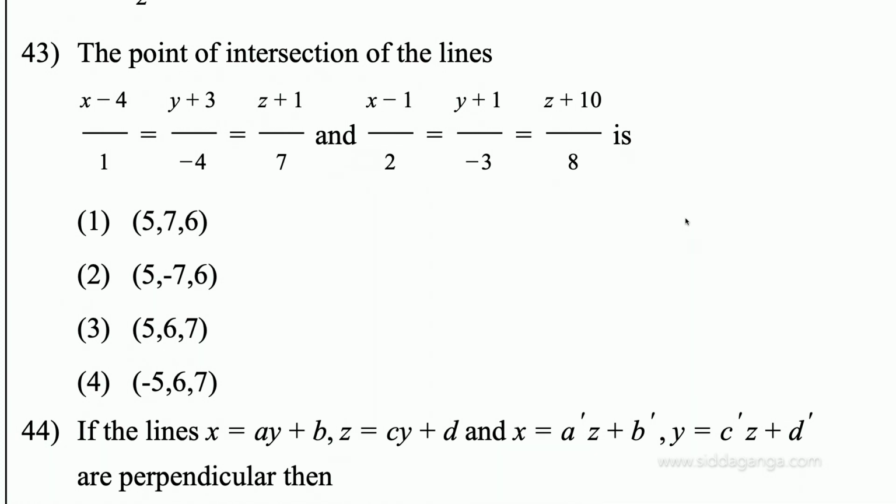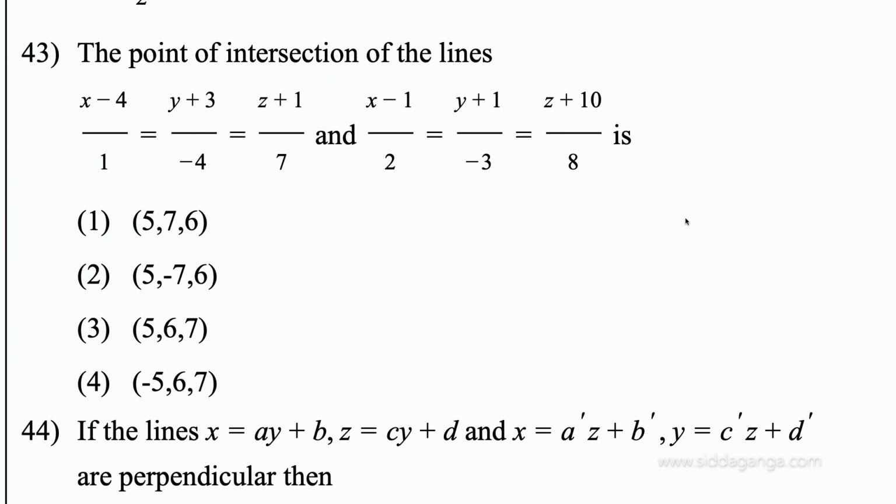Okay, this is also the same as question 28. Actually, it is the same question we solved, that is, 28. But here you can solve this in another way, by verifying, I mean take the second point, 5 comma minus 7 comma 6, then all the ratios become the same.